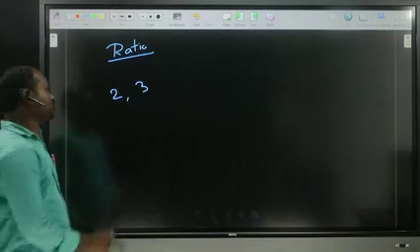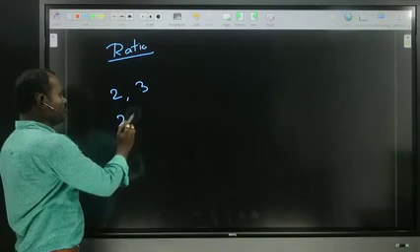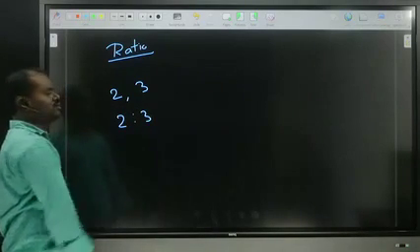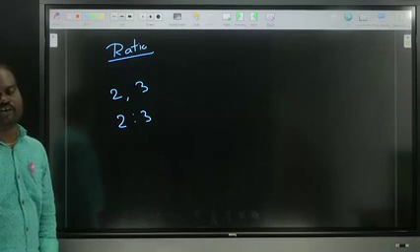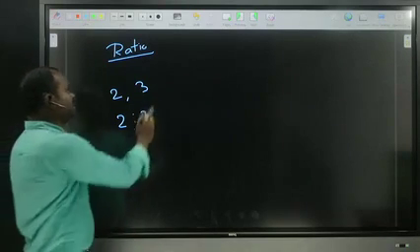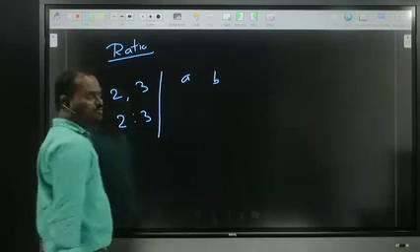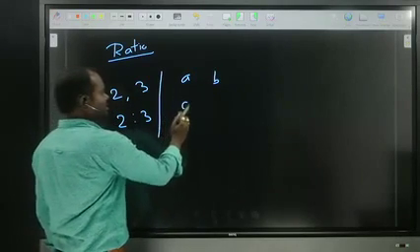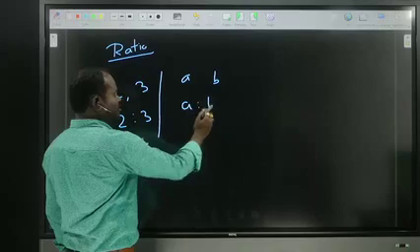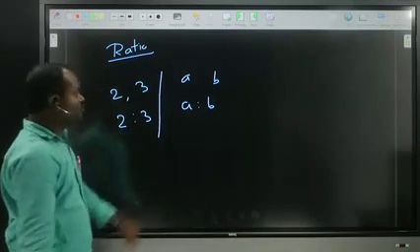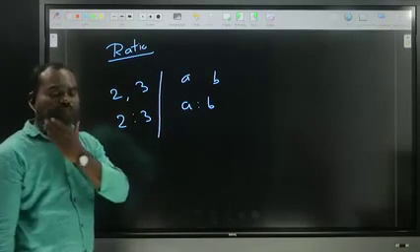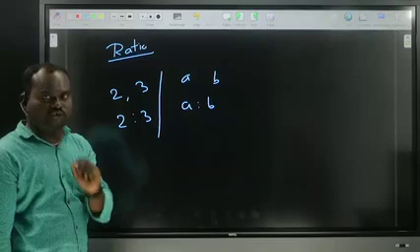In between them, how can you denote the ratio? 2 is to 3. When two terms 2 and 3 are there, in between we can denote the ratio as 2 is to 3. In case A and B are two terms, in between how can you denote the ratio? A is to B. These two dots are the symbol for ratio. Generally we call it "is to".